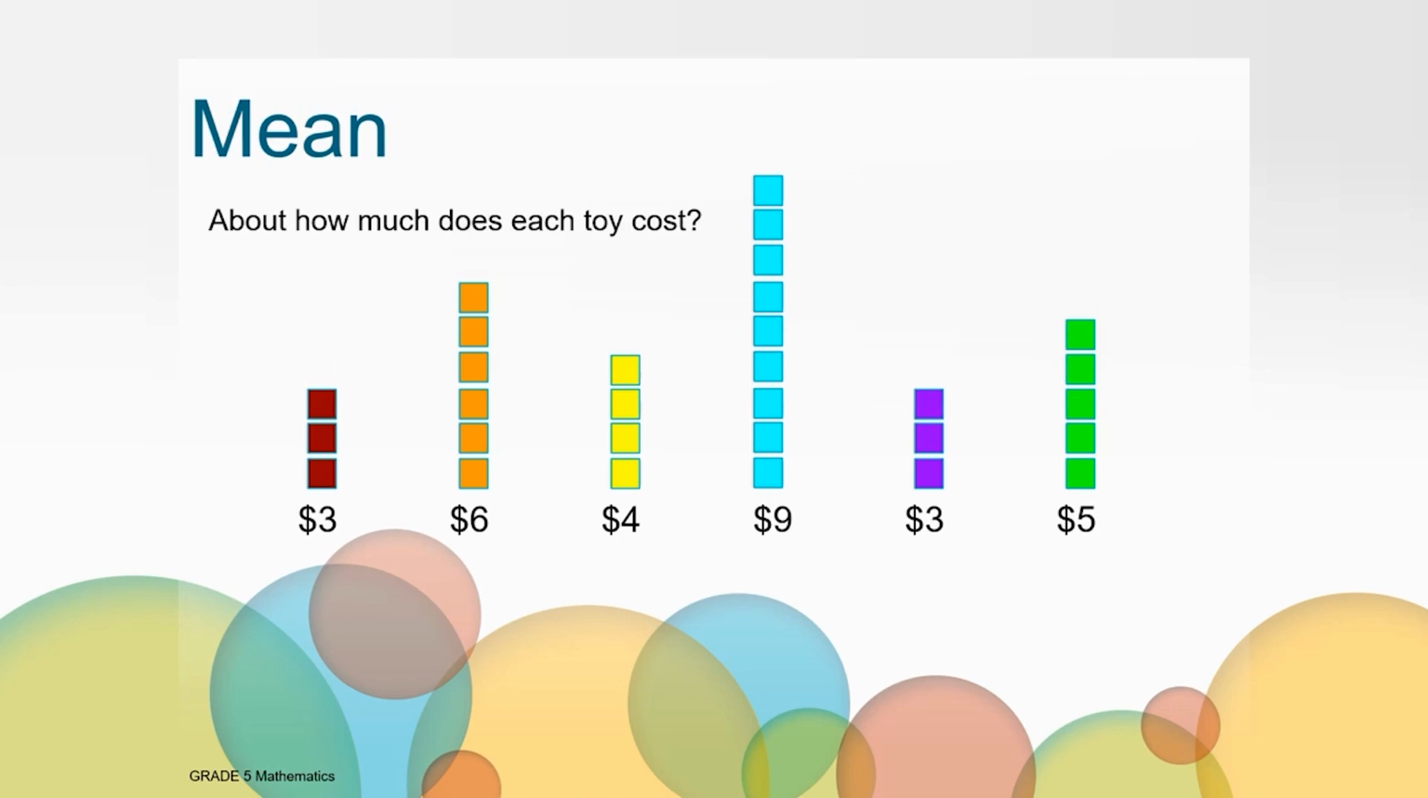Let's look at the original prices of each toy again. We see there are 6 toys that cost different amounts of money. To figure out the mean, we can add up all the values and divide by the number of values in the set. In this case, we would add up 3 plus 6 plus 4 plus 9 plus 3 plus 5 and get a total of $30. Since there are 6 values in this data set, we would divide $30 by 6, which gives us $5 as the mean, or the average.